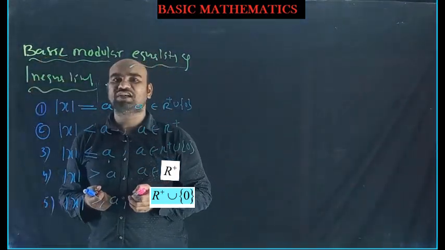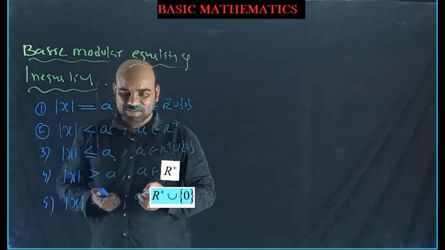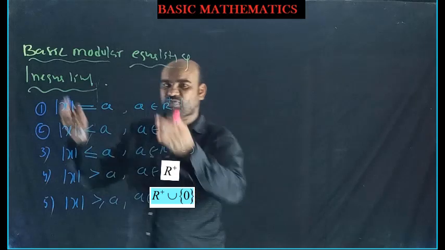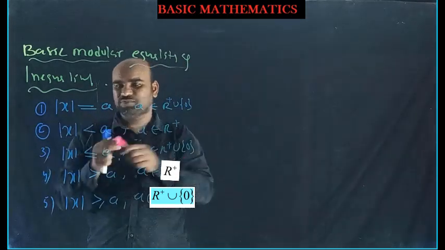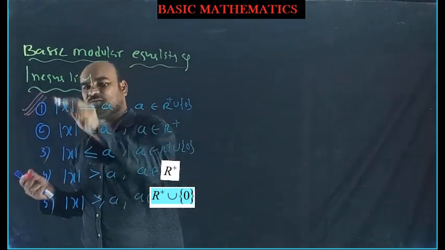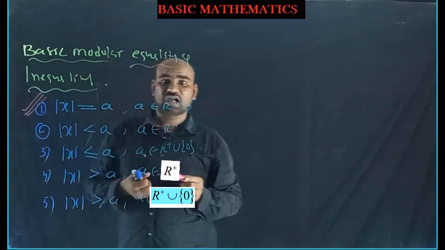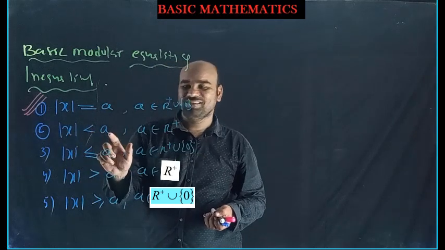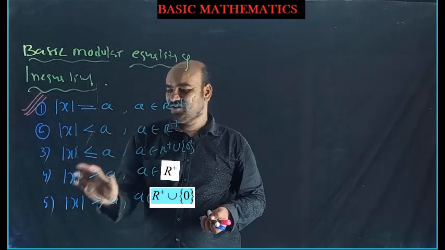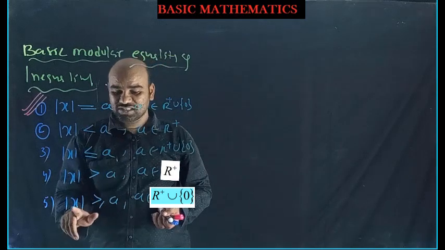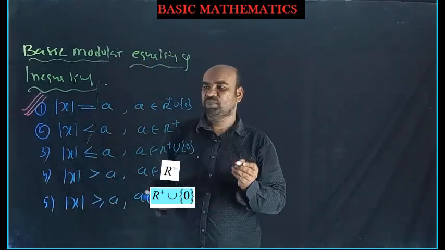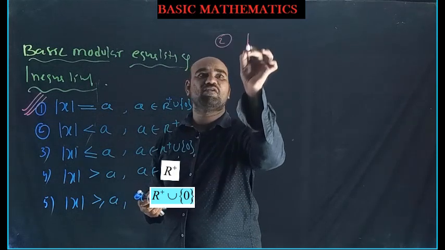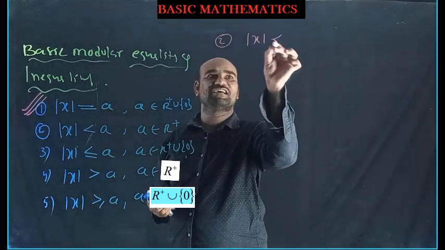Basic modular inequalities and equalities. Generally, at the basic level, we will solve this type of problems. Mod x equal to a type, already explained, this is completed. Now I want to complete how to find x when the problem is of the form mod x is less than a, mod x is less than or equal to a, mod x is greater than a, mod x is greater than or equal to a. One by one, first one completed. I want to write the second one. Observe all of you. Mod x is less than a.